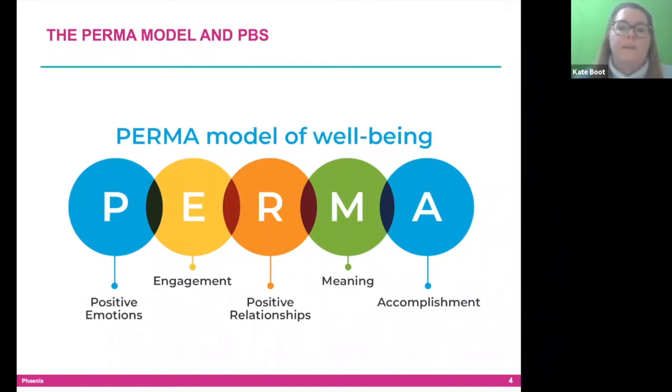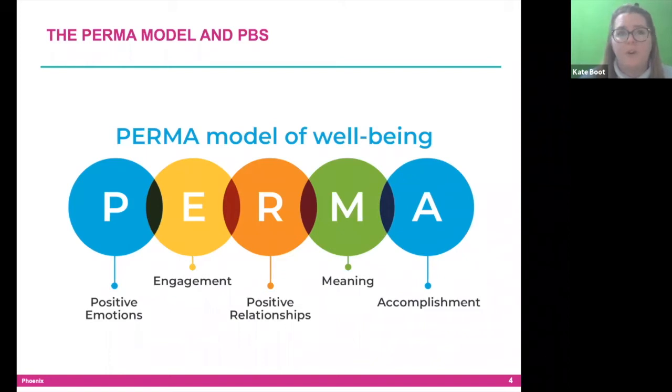The third element is positive relationships. Seligman's model proposes that nurturing healthy and strong relationships with those around us is a significant contributing factor to our overall happiness and well-being. So we want to identify who is important, why they're important, what we like doing with those people. The fourth element is meaning. Having meaning and purpose in our daily life is really important. It's crucial for cultivating happiness and well-being.